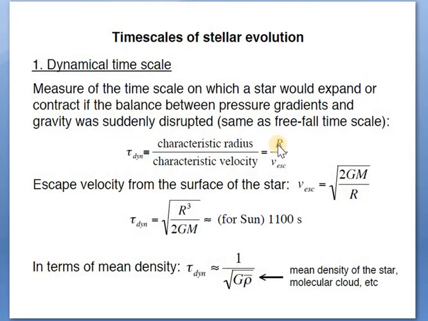The first is the dynamical time scale, which is the measure of the time scale on which a star would expand or contract if the balance between pressure gradient and gravity was suddenly disrupted, as for a free fall time scale. The value of this dynamical time scale comes out to be the radius divided by the escape velocity, approximately half an hour or so. And you can also write this in terms of the mean density. Any questions till now?